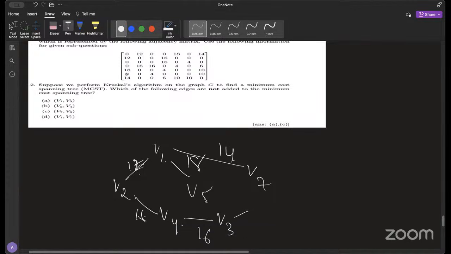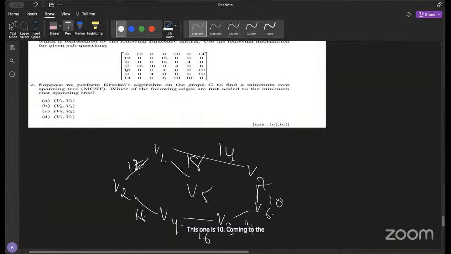And V6, what does V6 have? It is connected to the third one and to the last one, right? V7. So V3 to V6, it's 4. And we also have one here, 10. This one is 10.